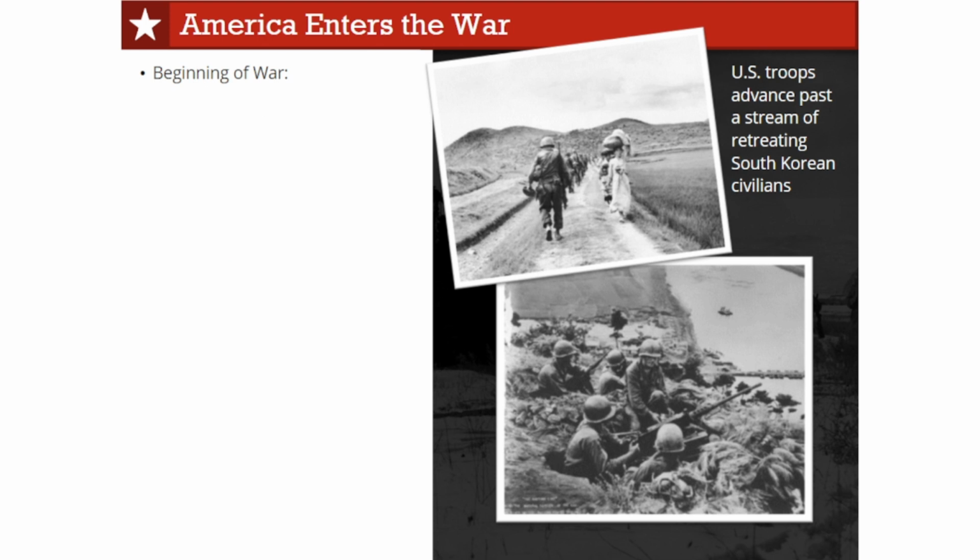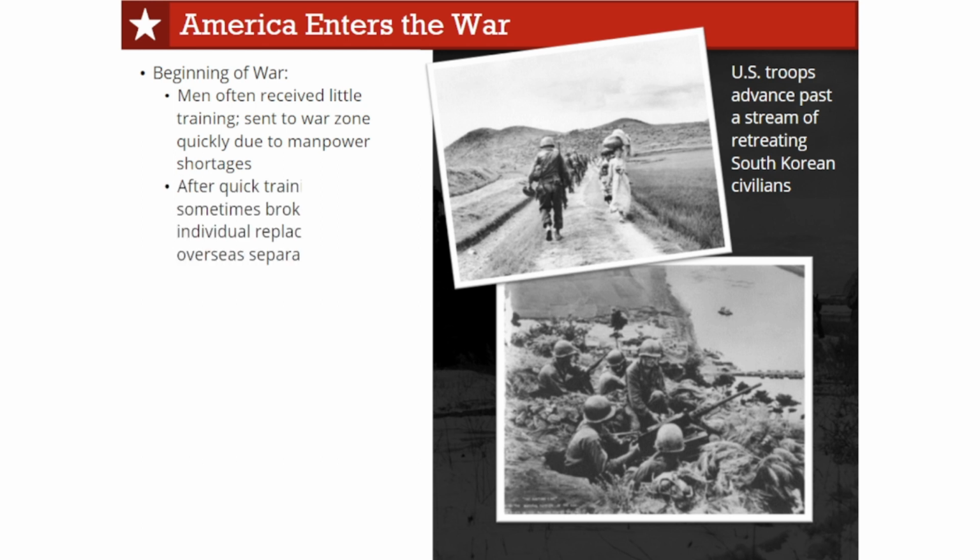At the beginning of the war, when manpower was low, men were often shipped to the war zone soon after activation, receiving little training, often spending only days or weeks training before going overseas. Those who left together didn't always remain together, as many units were broken up or restructured before ever reaching battle. Often, individual replacements were plucked from the ranks and sent overseas separately.